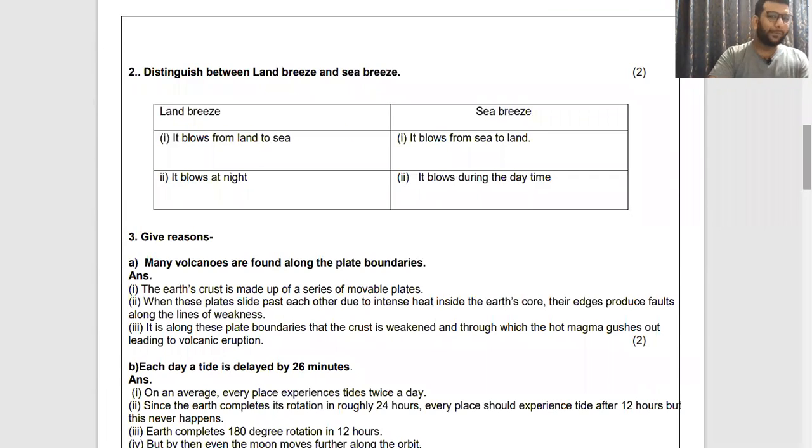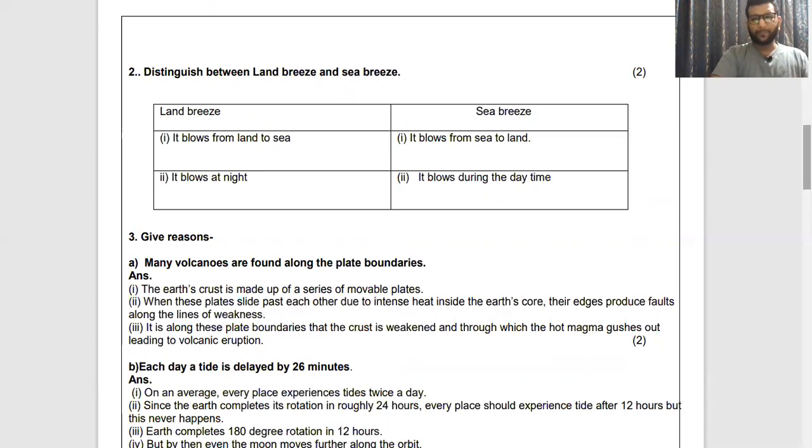Distinguish between land breeze and sea breeze. Land breeze blows from land to sea. Sea breeze blows from sea to land. Very simple. Second point: one blows during the night time, the other blows during the daytime. So land breeze blows during the night, and sea breeze blows during the daytime. Very simple answer, full 2 marks. You can easily score. Let's come to the next one.